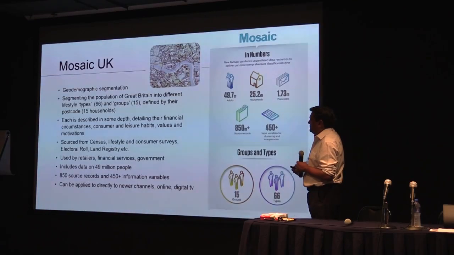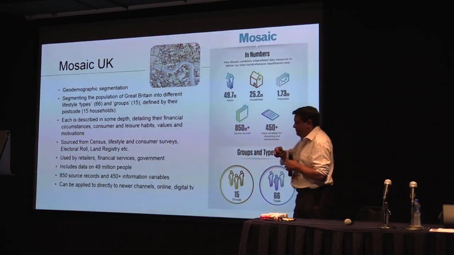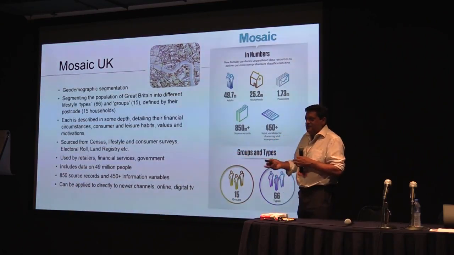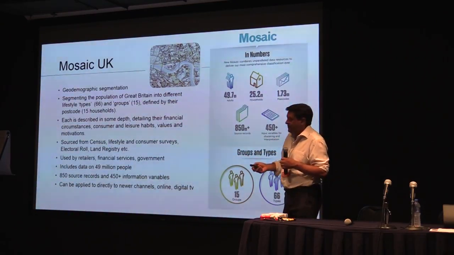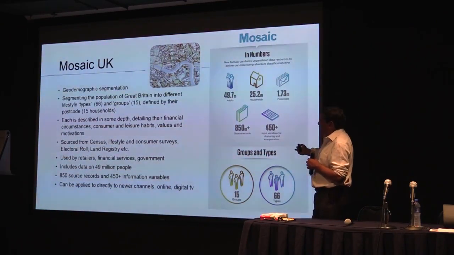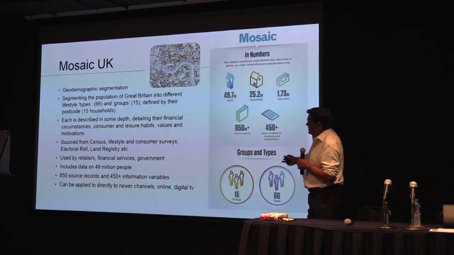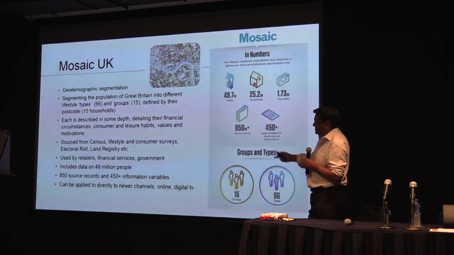So I'll go quickly through this because I think we get an idea what a segmentation model is, but I thought it was useful for everybody who's looking at this area to understand what's already been done. So Mosaic is one thing I referred to before. This is a segmentation model that's been used in the UK for many years. It includes data on 49 million people. It's a very, very rich set of data.